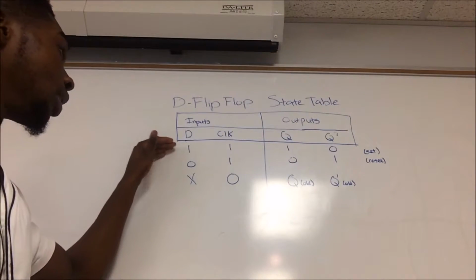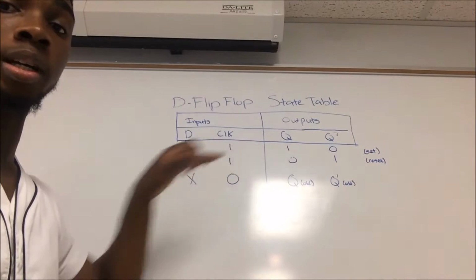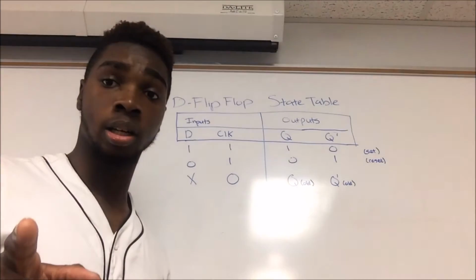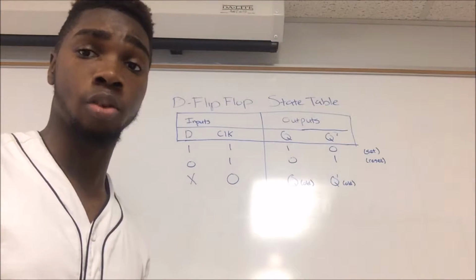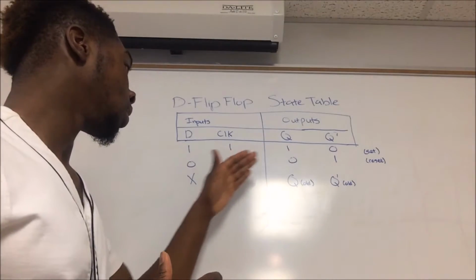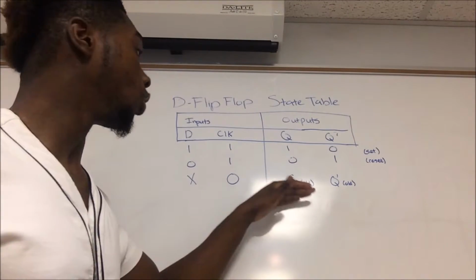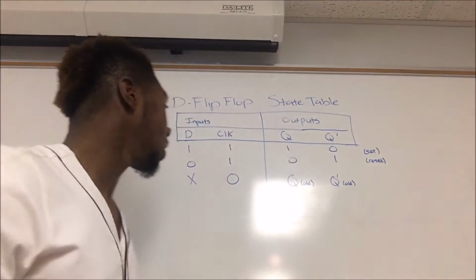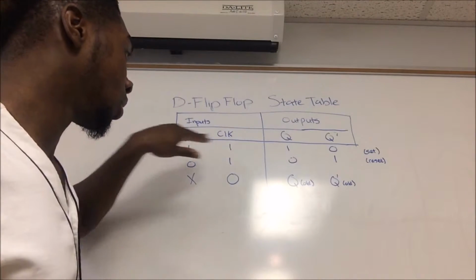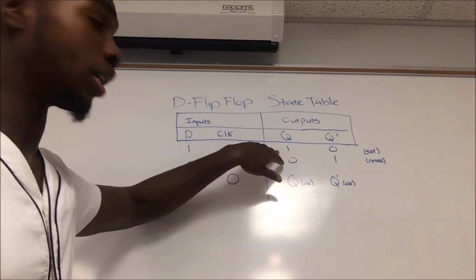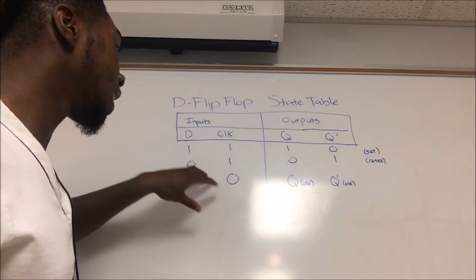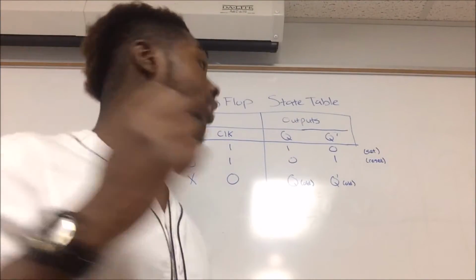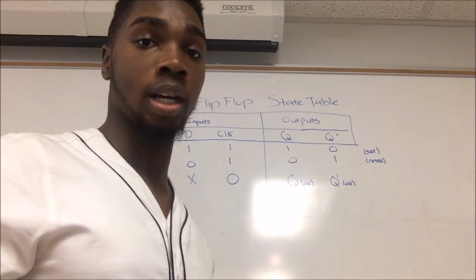So if D is 1, or the input is 1, that output shall be 1. If the input is 0, that output shall be 0. But if the clock hits 0, Q, or the output, is going to be whatever it was previously. Now let's say you had an input of 1, so the output is going to be 1 based on what a D latch is. If the clock hits 0 while the output is 1, the output shall remain 1 until the clock hits high again, or hits 1 again.